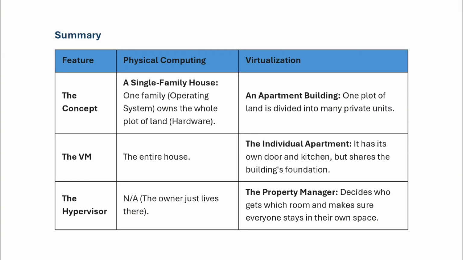In physical computing, there is one family, one operating system, one whole plot of land, that is hardware. For virtualization, it is an apartment building, where one plot of land is divided into many private units. The virtual machine is like an individual apartment. It has its own door and kitchen but shares the building foundation. The foundation is the hardware or the physical server. The hypervisor is the property manager, who doesn't just live there. It decides who gets which room and makes sure everyone stays in their own space.